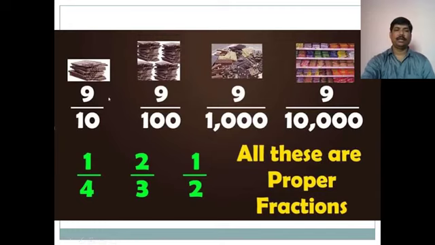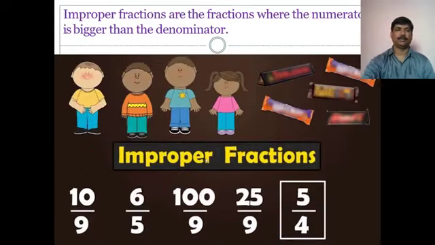Next, some more examples: 9 upon 10, 9 upon 100, 9 upon 1000, 9 upon 10,000, 1 upon 4, 2 upon 3, 1 by 2. All these fractions have the numerator less than the denominator. So these are examples of proper fractions.